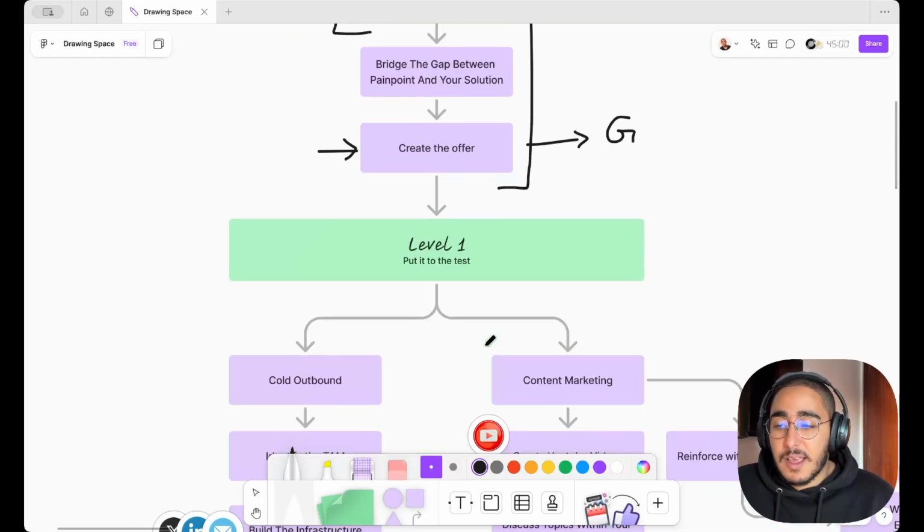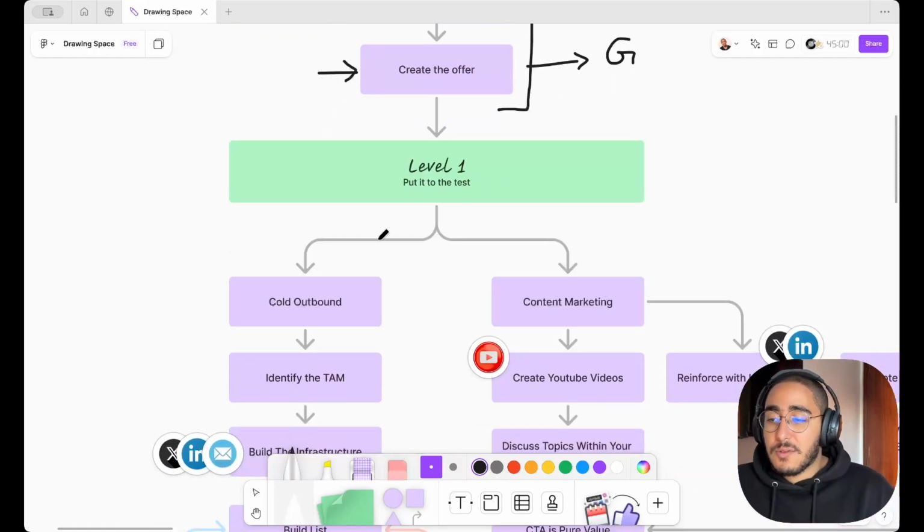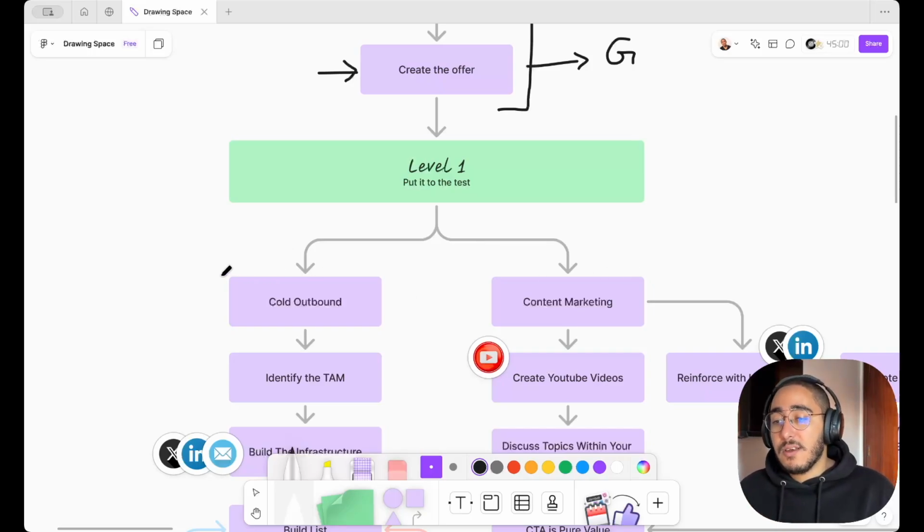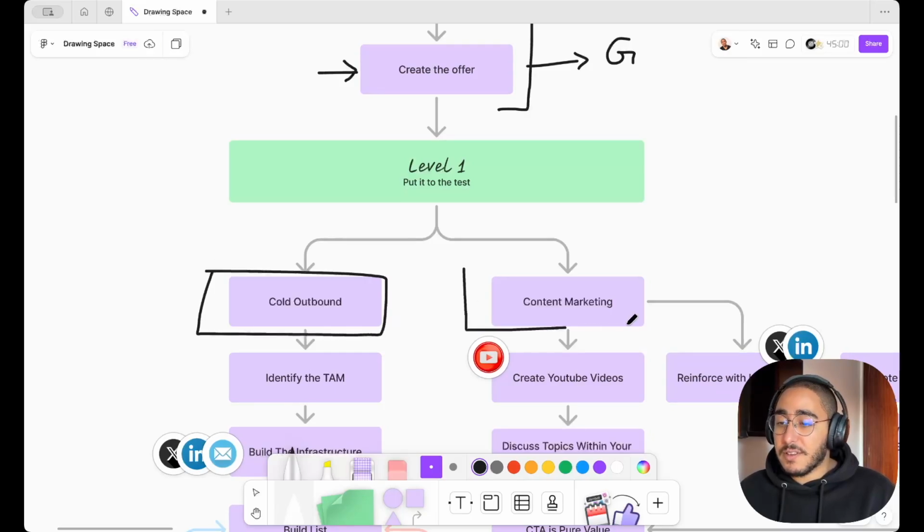Based on the offer, we can move to level one. You need to think about the channels. So we break them down into two for level one. Of course, there are levels to these channels. But for most businesses, we recommend starting on these two areas, which is your cold outbound and your content marketing.